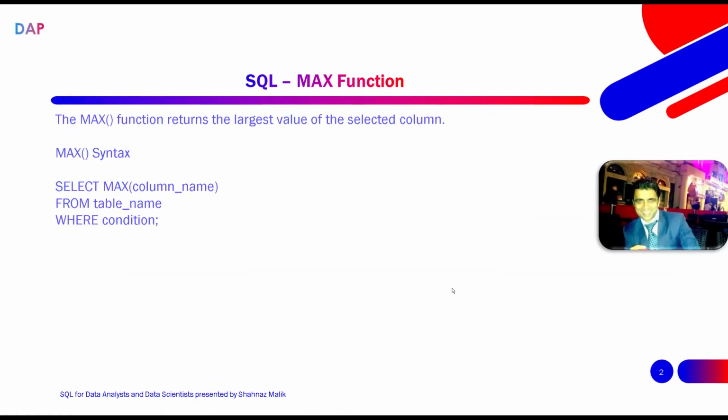The main point to remember is that the MAX function returns the largest value of the selected column. This is the syntax. It's simple: you have that column, you put it through the MAX function, and you put all that in SELECT. Then you specify the table name where this column is, and you can also put some conditions if you would like to.